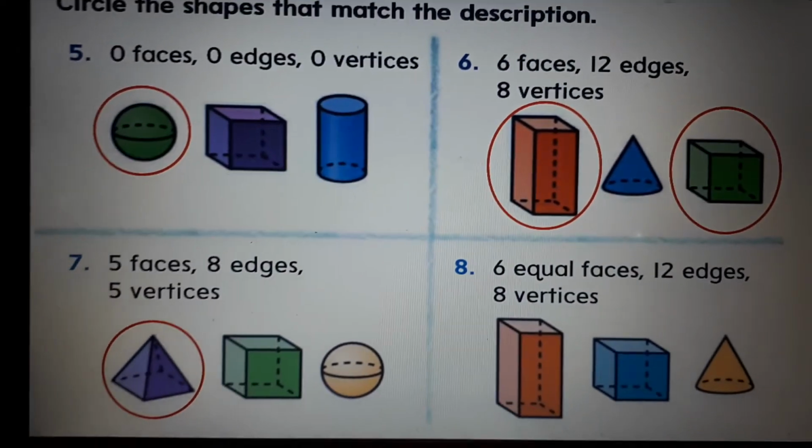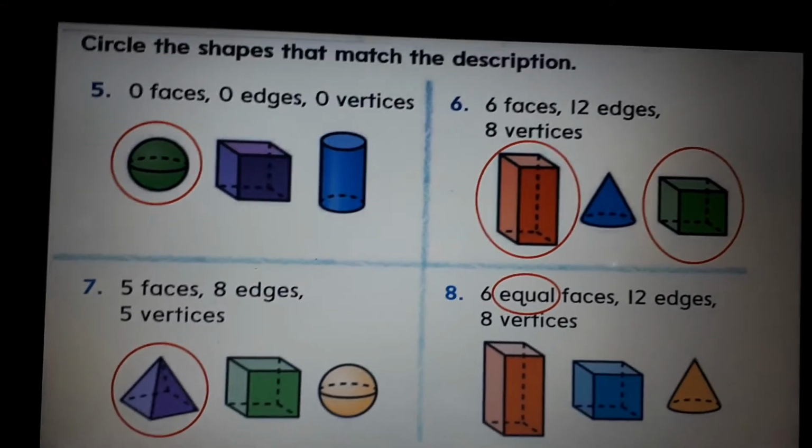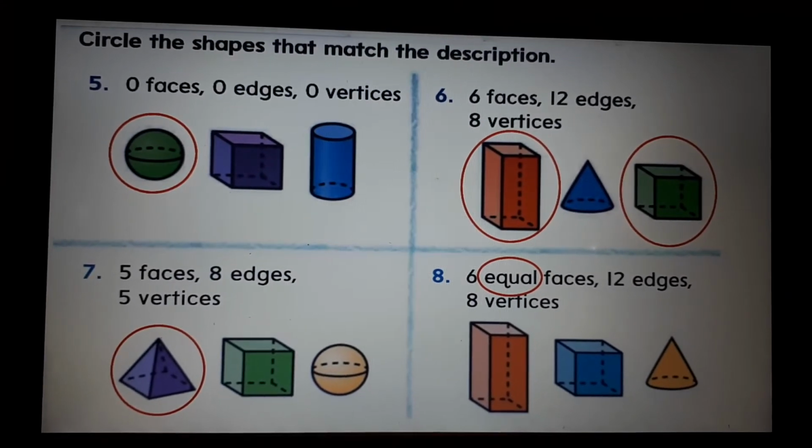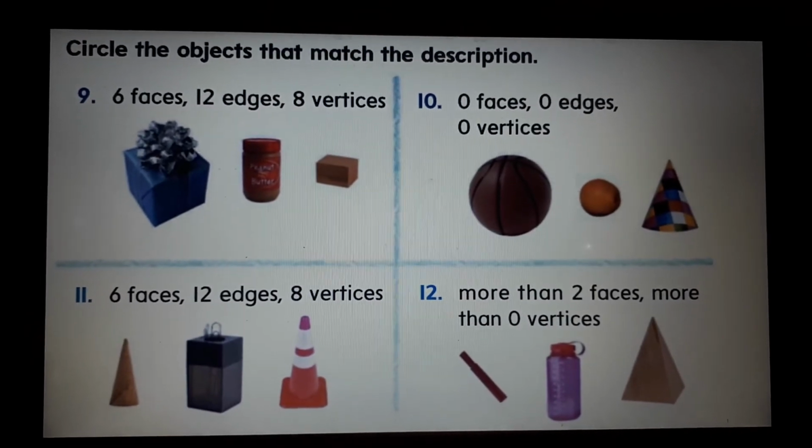Here I have 6 equal. You see the word equal? Circle it. All together, circle it. 6 equal faces, 12 edges, 8 vertices. So it's the square. The cube, sorry.